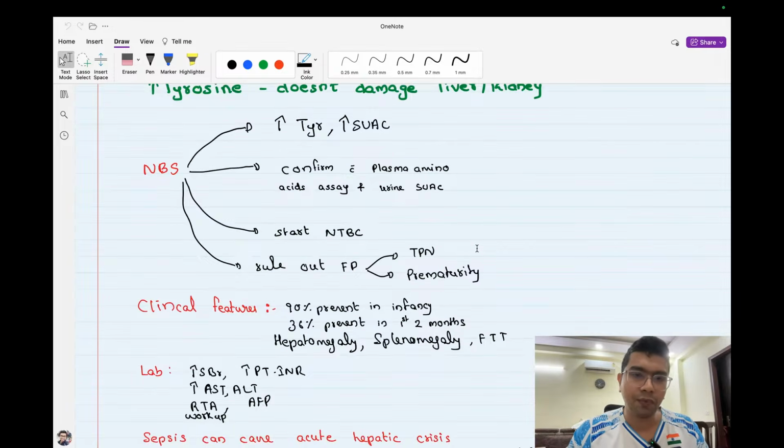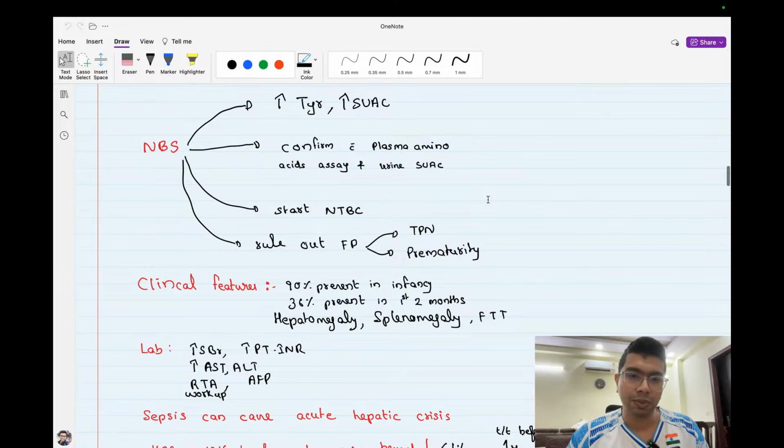So if we have to find tyrosinemia at birth itself, we can do newborn screening. What will we see in TMS? We see increased tyrosine. In NBS, we do measure tyrosine, which will be elevated in tyrosinemia. In DBS, we can also measure succinylacetone. We can confirm the finding of NBS using a plasma amino acid assay, usually done by a technique called HPLC, and we can test for urine succinylacetone.